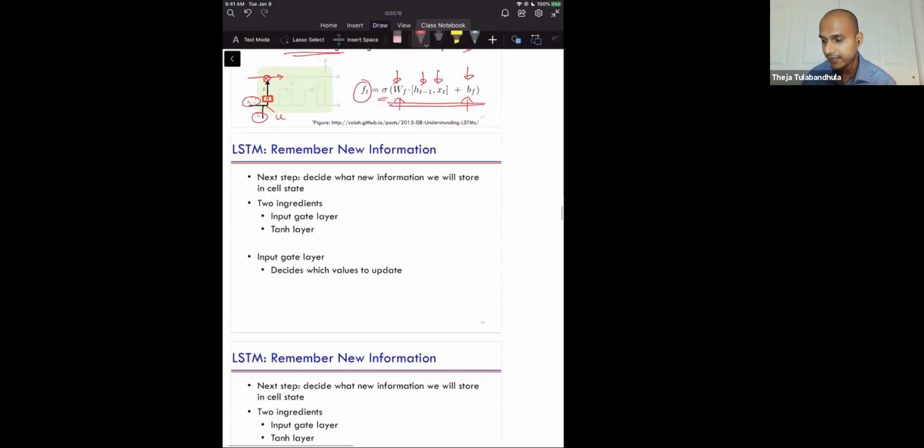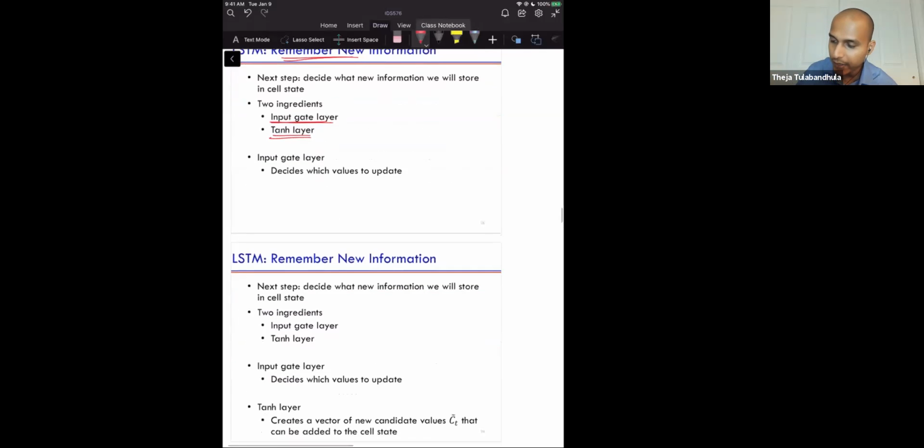So what is the next step? We need to add new information. The new information was again xt. So we'll somehow add that to the cell state. To do that, we'll have two ingredients: another gate, which is called the input gate, and the usual tanh layer, which we have seen in the vanilla RNN block. So what does the input gate do? It just decides which values to update.